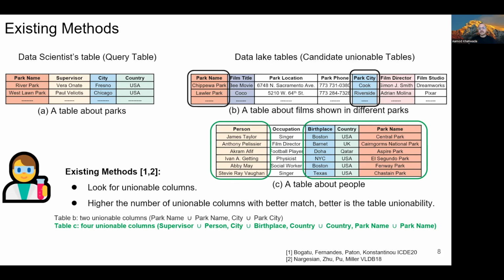Similarly, table C has four unionable attributes with the query table. Supervisor can be unioned with person, city can be unioned with birthplace, country can be unioned with country, and park name can be unioned with park name. So, if we use the existing techniques to perform the union search, then table C is considered the better match because it has more unionable attributes than table B.